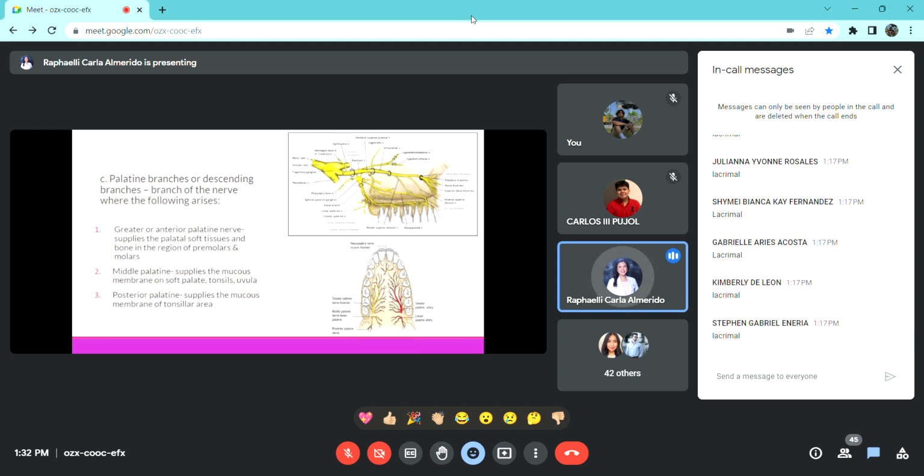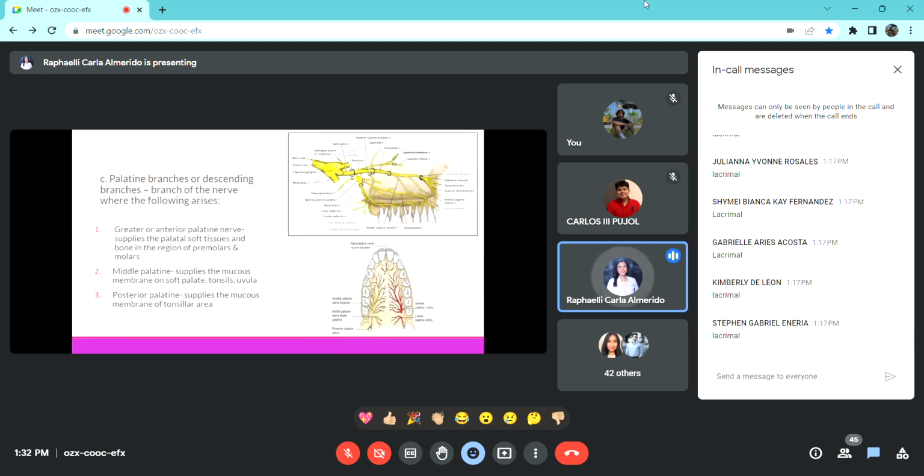So for the number 2 and number 3, these are both lesser palatine nerves. Okay? And they arise from the same foramen. So for the branches, you have your middle palatine nerve and your posterior palatine nerve. So yung ini-innervate nila will be your mucous membranes of the soft palate, the tonsils, and the uvula for the middle. For the posterior, it is your mucous membrane within the tonsillar region.